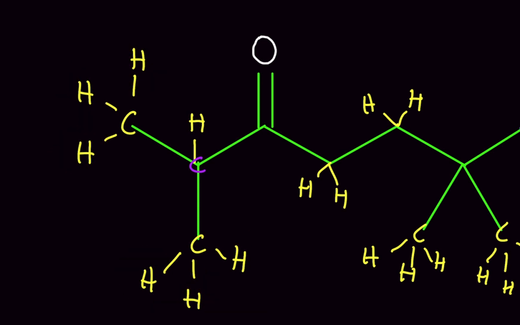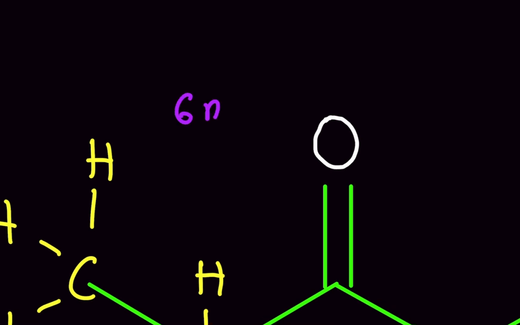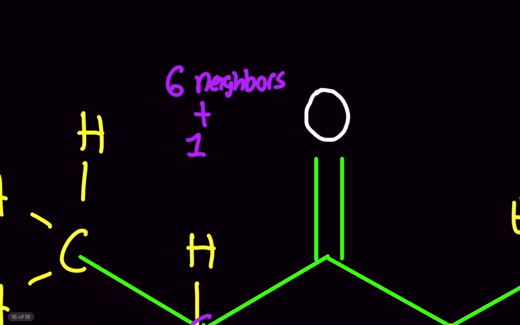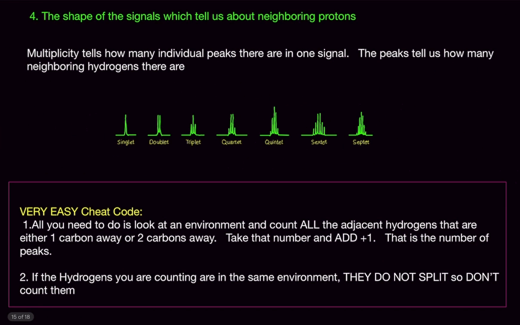Six. So here's what you do. We have six neighbors. What you do is add one to that. So let me write it in. We have six neighbors plus 1 equals 7. And this is known as a septet. The reason this is called a septet is because we added 1.